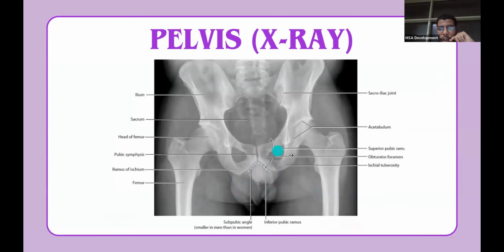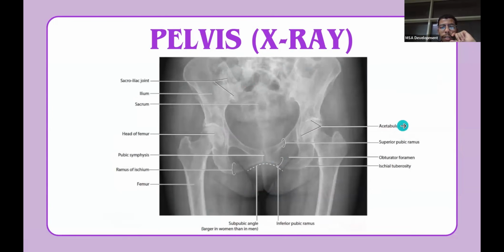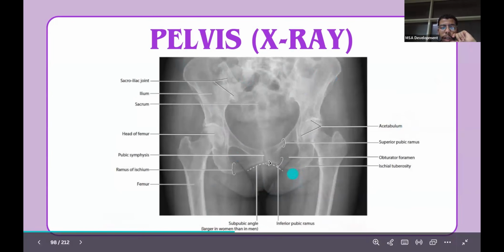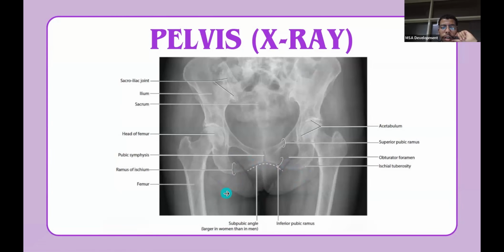What's another difference that we can tell? I guess we can tell that the ala is not flared, as seen in females. Because when you see the female, can you see how flared it is? It's a lot wider. And the subpubic angle or the pubic arch is a lot more curved, round than sharp.